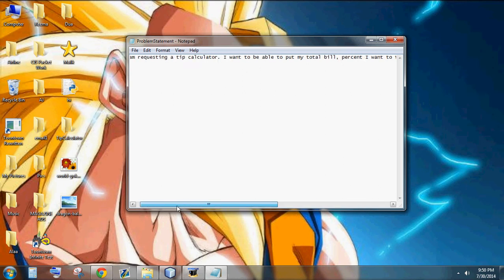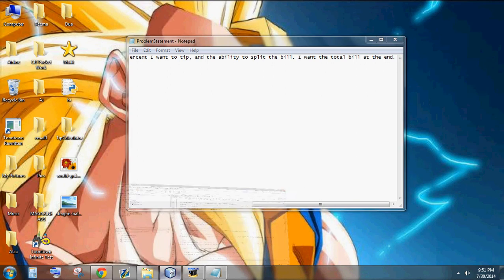Here's my problem statement. I'm requesting a tip calculator. I want to be able to put my total bill, the percent I want to tip, and the ability to split the bill. I want the total bill to be placed at the end. The emphasis right here is the ability to split the bill. Many tip calculators don't have that option, even though it is very simple to add. So let's jump right into my program.